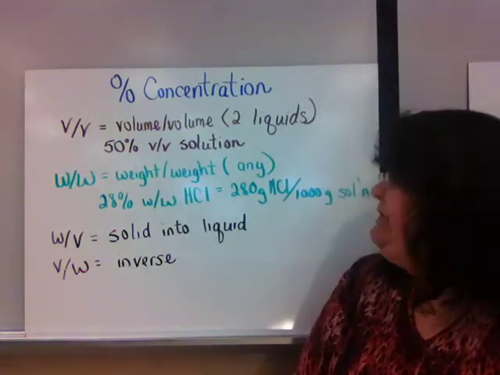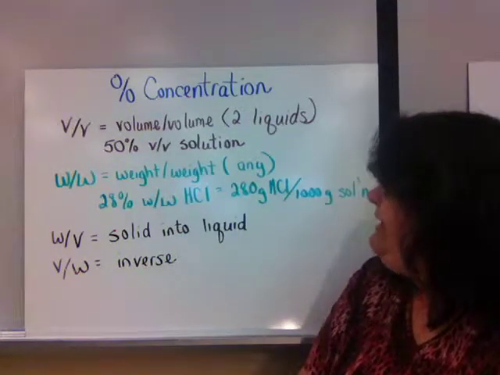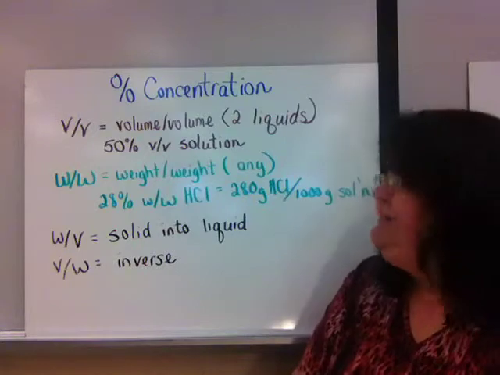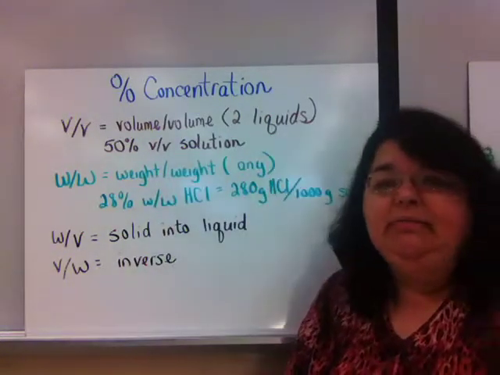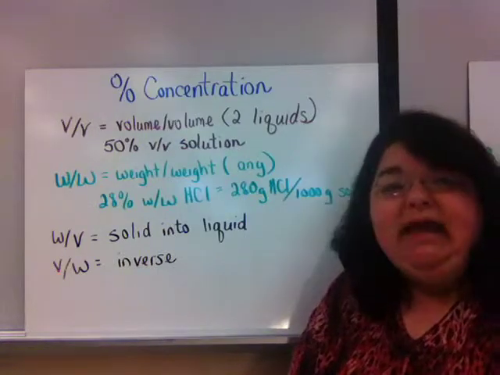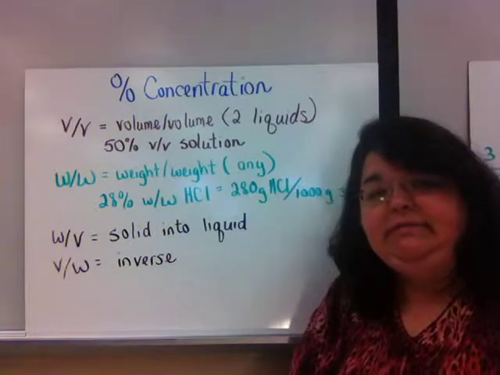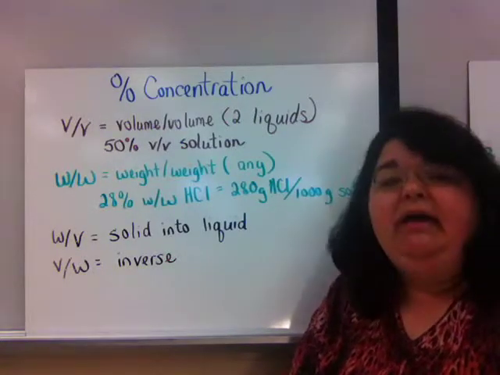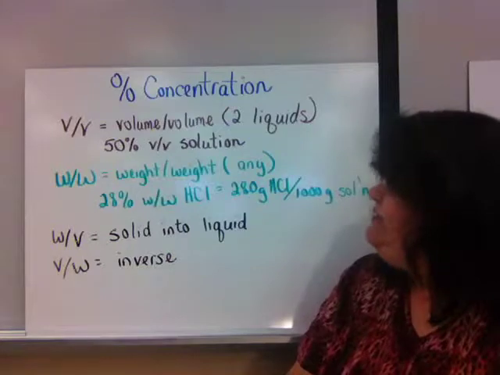Percent concentration is going to be calculated in 4 different ways. We're going to go volume to volume if we have 2 liquids that we're comparing. So we might say that I have a 50% solution, and what I mean when I say 50% solution is that I have 50% of both of the liquids in that solution.